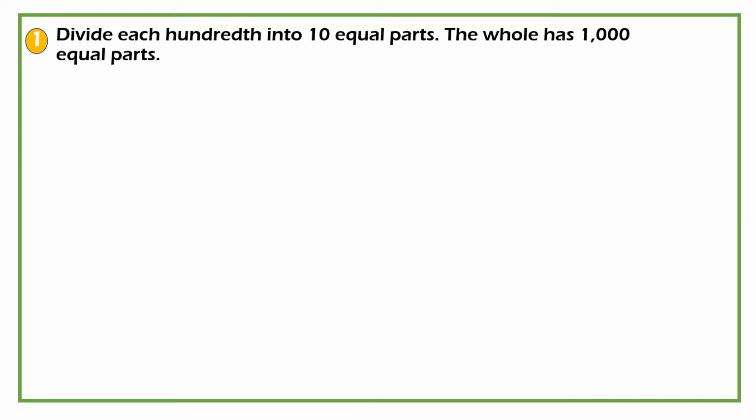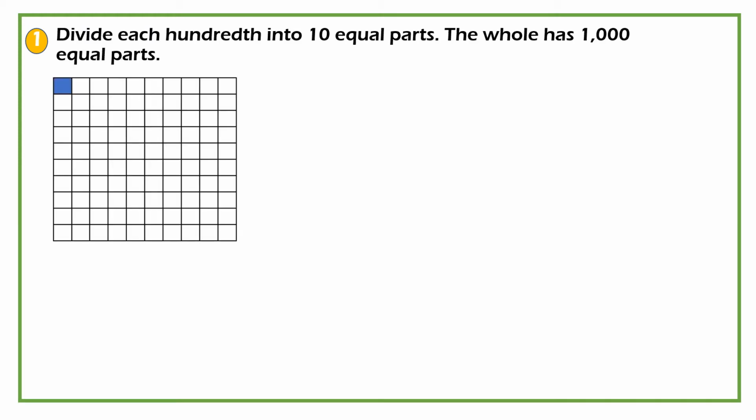Okay, now divide each hundredth into 10 equal parts. Now you can see this shows hundredths and one part has been colored. So this actually means 1 out of 100, which is the same as 0.01.